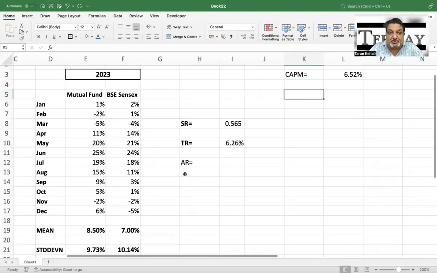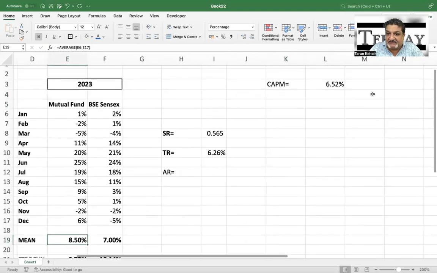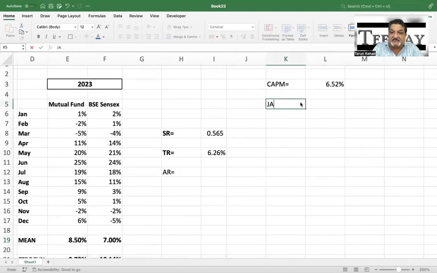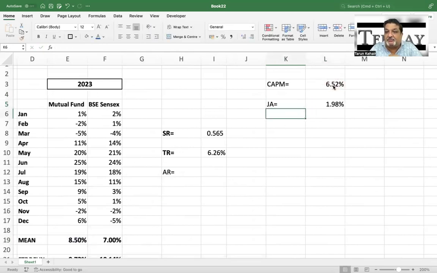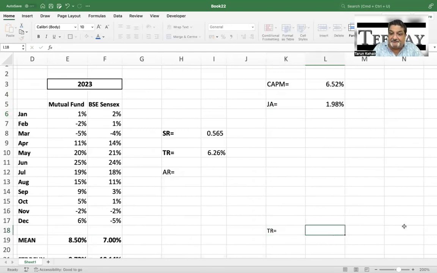6.52%, जबकि आपके म्यूचुअल फंड की रिटर्न 8.5% है. इसका मतलब your Jensen's alpha is now positive, which is the mutual fund actual return over and above the expected return, which is coming to about 1.98%. अब हमें फाइंड आउट करना है अनसिस्टमैटिक रिस्क. तो सबसे पहले हम टोटल रिस्क निकालेंगे म्यूचुअल फंड का.